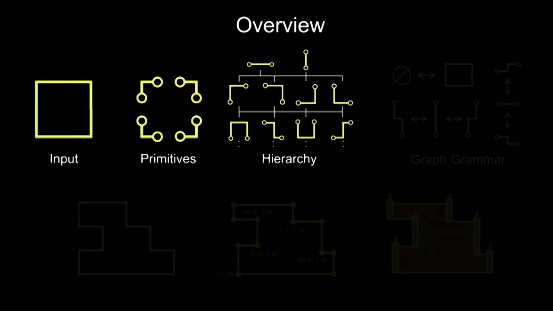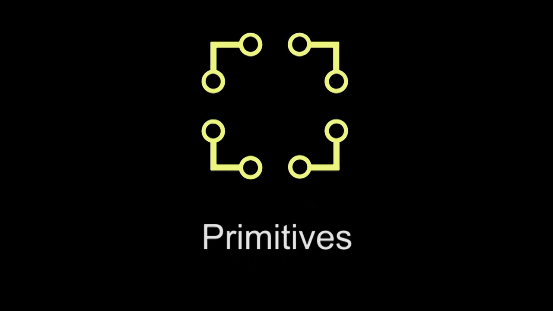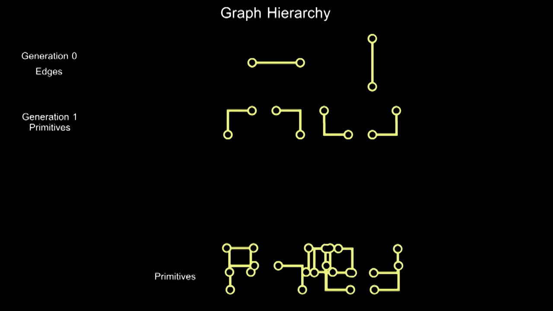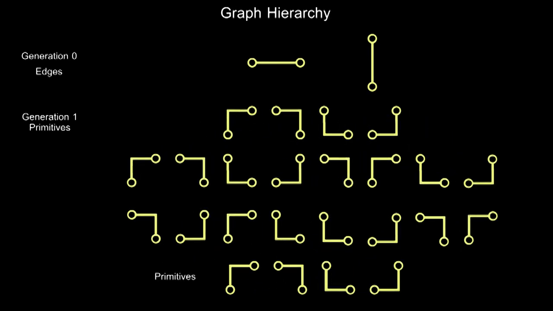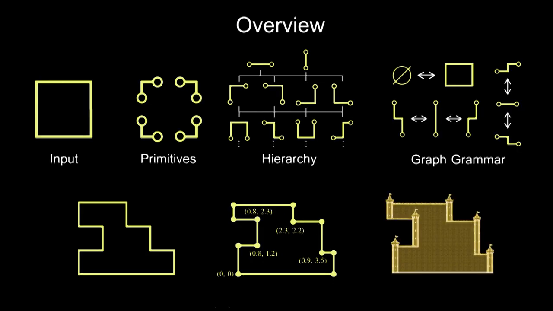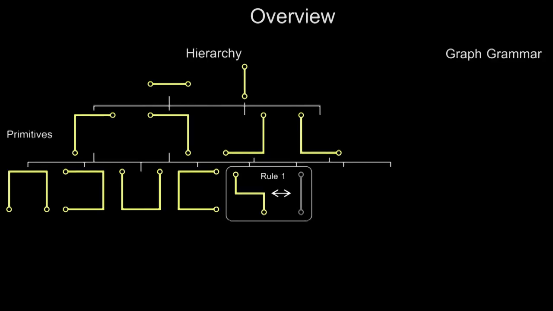In this video, I've covered the first part of the algorithm. We started with an input shape. We cut the input shape into small pieces called primitives. Then we glued those primitives together in every possible way we could, and we organized the possible combinations into a graph hierarchy. In my next video, I'll dig into the next part of the algorithm, which is really the heart of the algorithm, where we create the graph grammar.